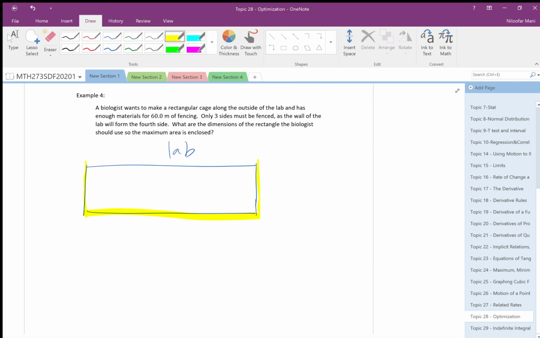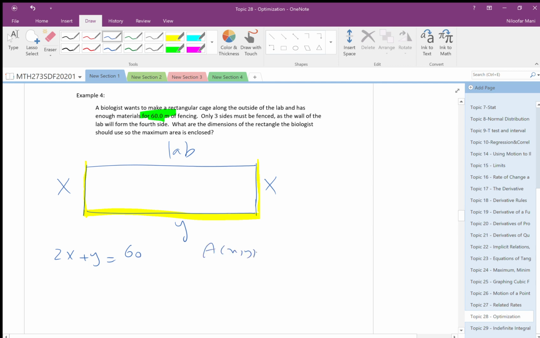Okay, now what are the dimensions? So here I give you 60 meter instead of 100 meter, and I tell you you can make maximum area, but remember you just do 3 sides, not 4 sides. So you say I have x, x and y. Okay, right? And then I can say, okay, I know 2x plus y is 60.